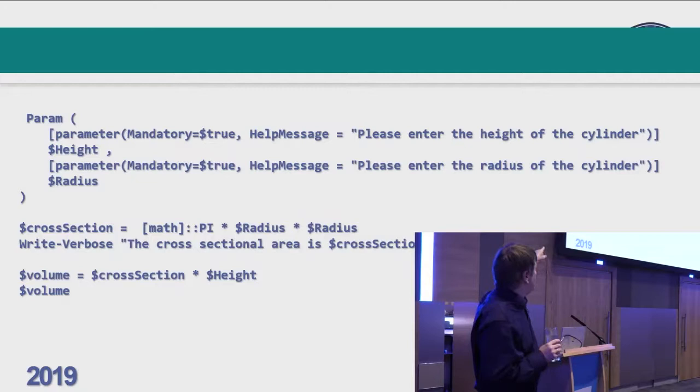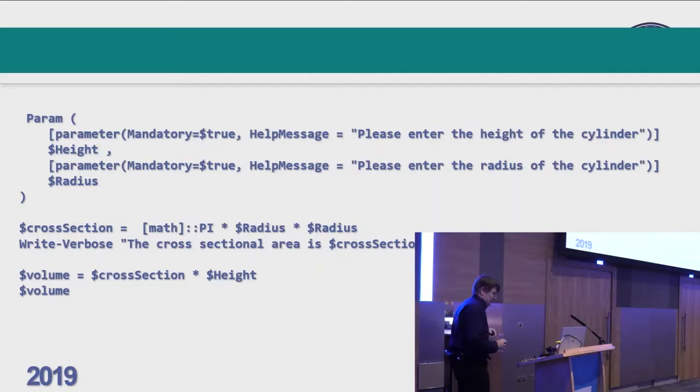We don't really need to know the cross-sectional area. This is just working out the volume of the cylinder. We don't really need to know it, but we could run it with verbose to see it, and then just return it as the value. Don't be doing stuff with Write-Host. Don't do stuff with colours. Sorry, personal bugbear. So what do users actually expect?